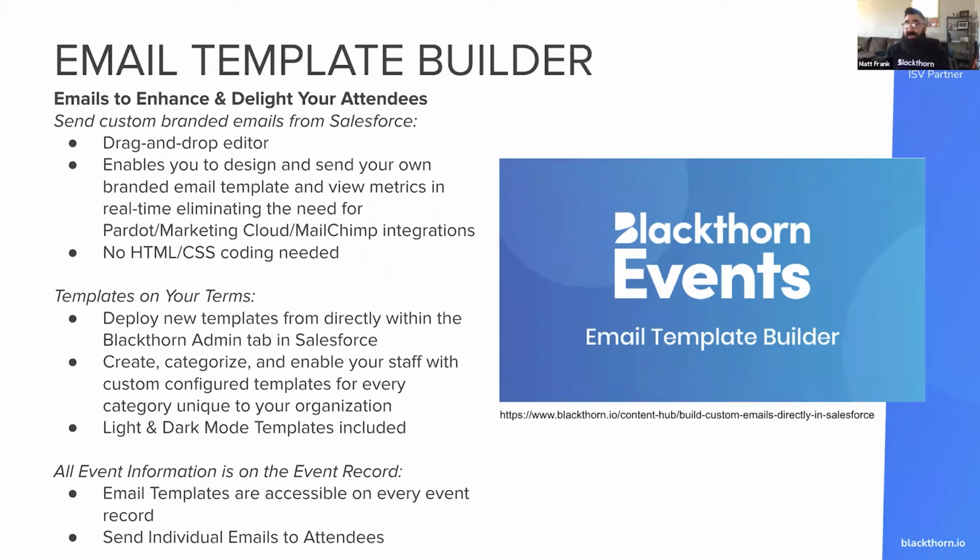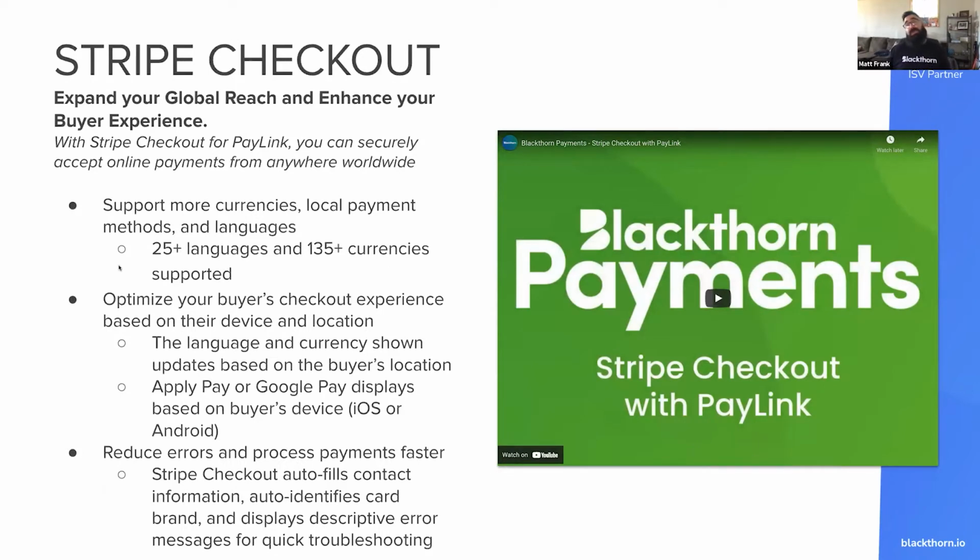So in addition to all these great email tools that came out, we also did some enhancement on the payment side around Stripe Checkout, specifically Stripe Checkout for PayLink, securely accepting online payments from anywhere in the world. Payments is one of these areas that's really close to our hearts, and doing it through Stripe Checkout allows us to reach a broader and wider audience than we would have before. It supports currencies around the world and 25 languages, 135 of them, just like it says here on the slide.